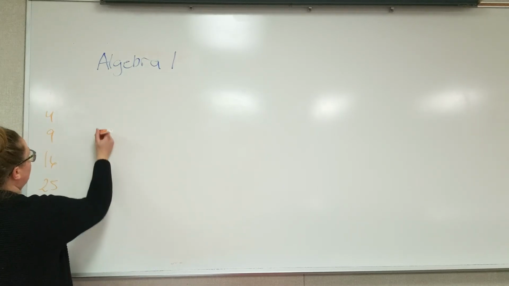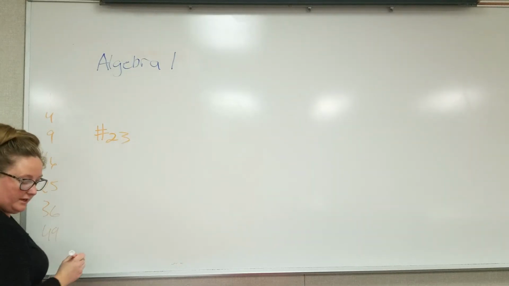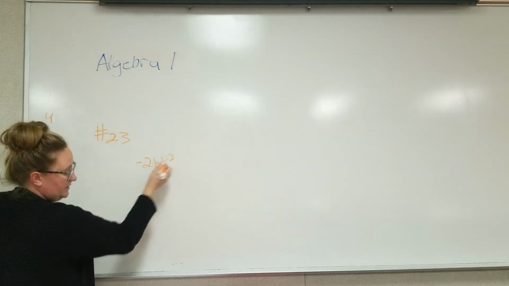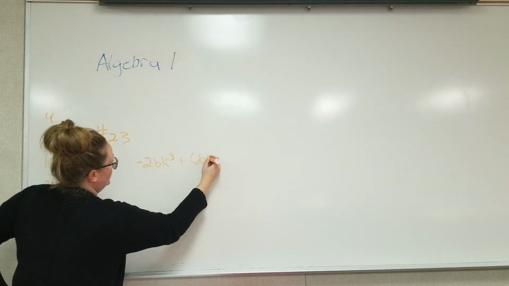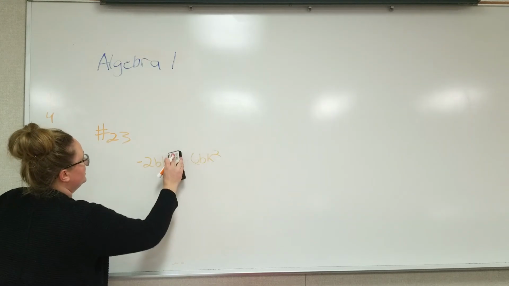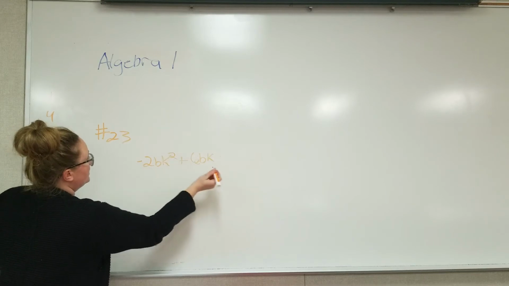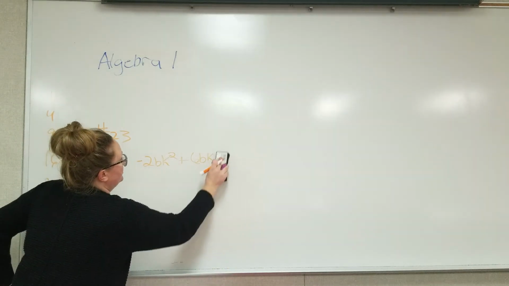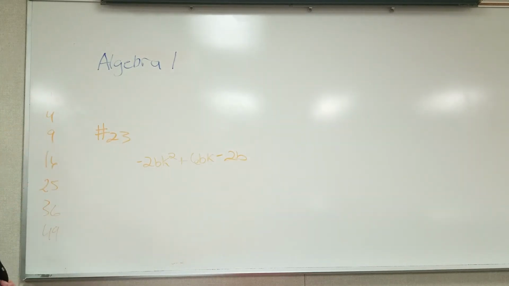I'll just write it out real quick. Problem number 23, they gave you this problem. Negative 2bk cubed plus 6bk squared. It's 2bk squared, 6bk, and 3, should have written it out before, minus 2b. All right, this one, they want you to factor completely.